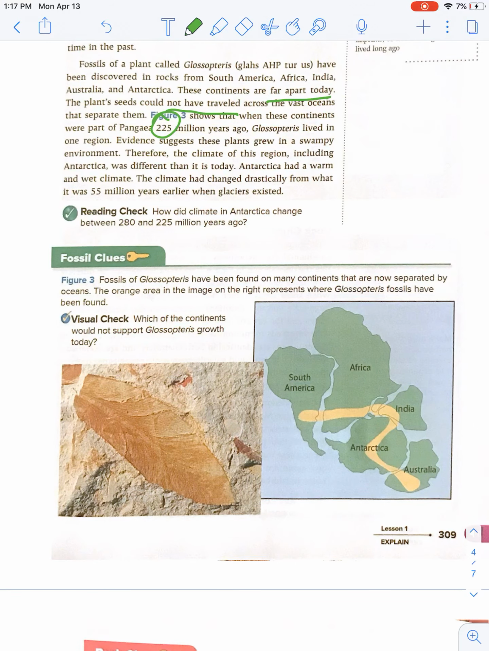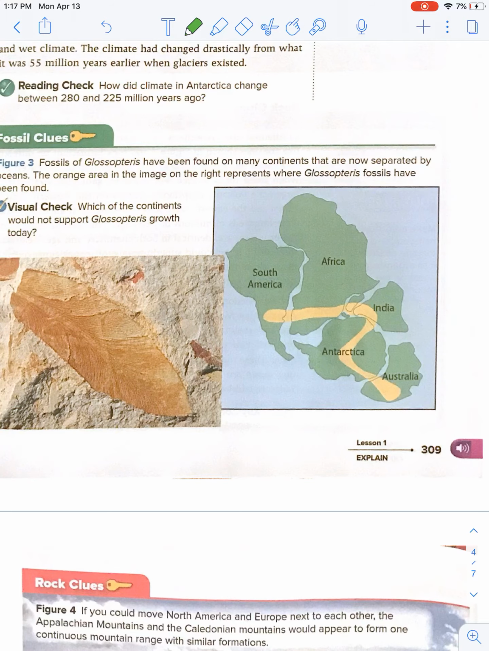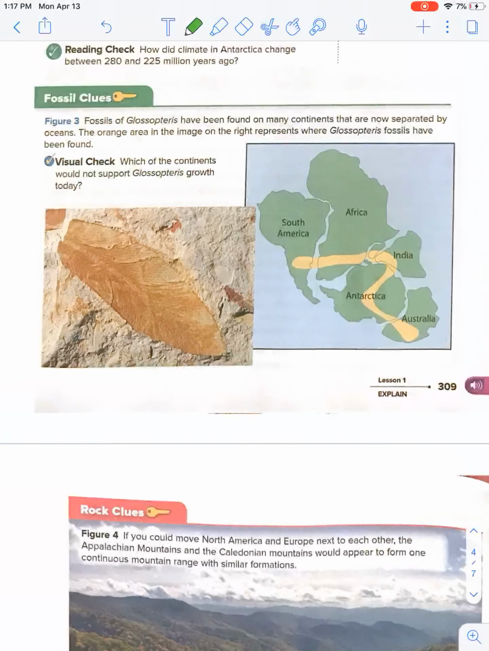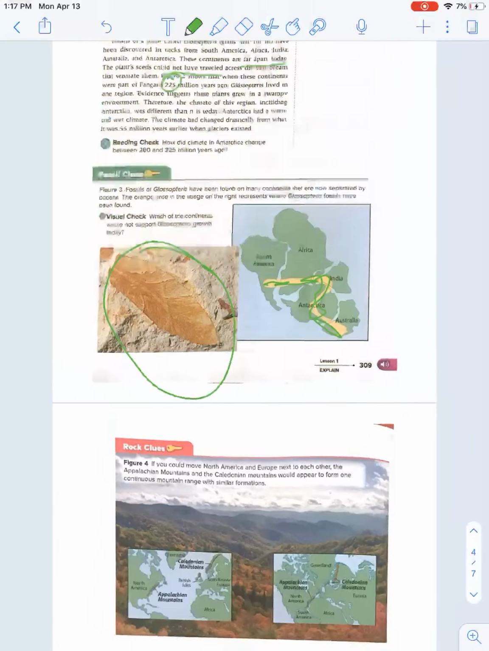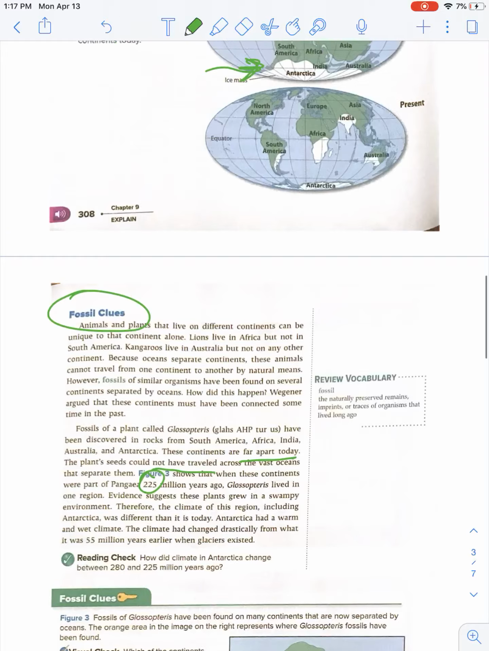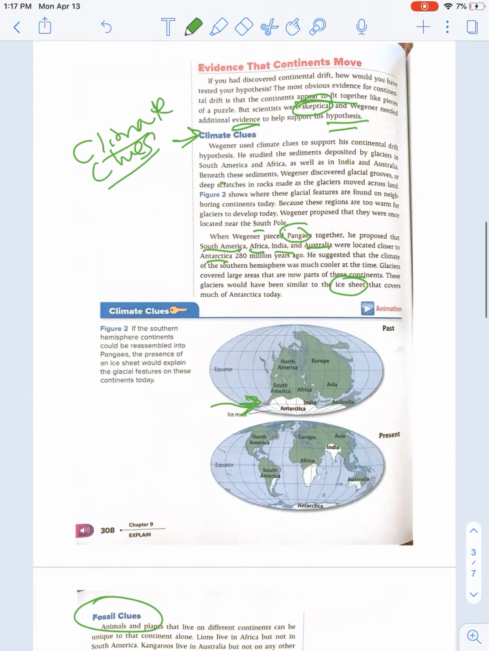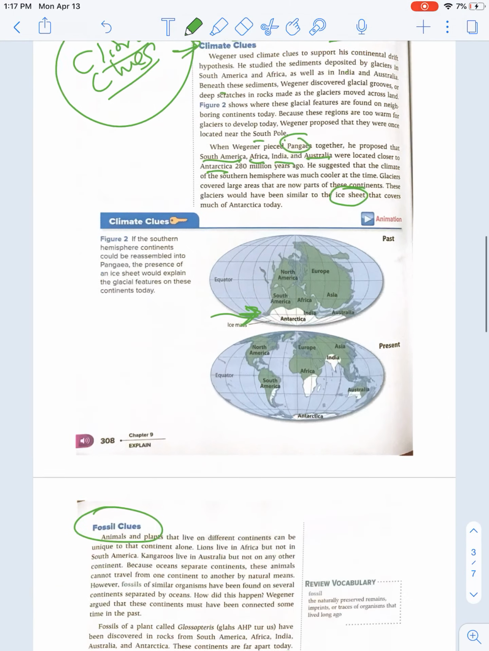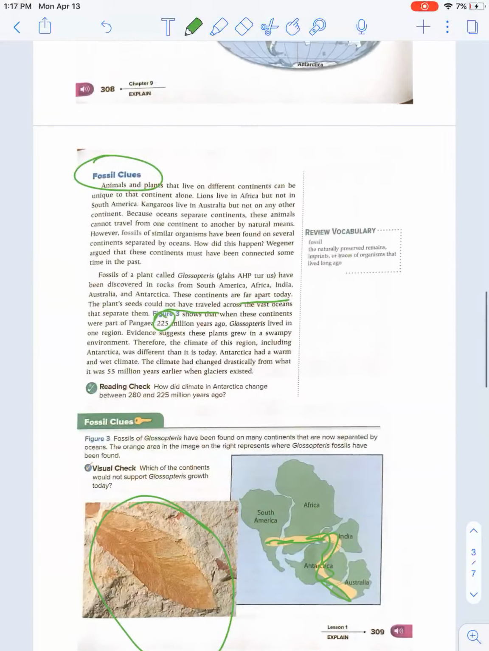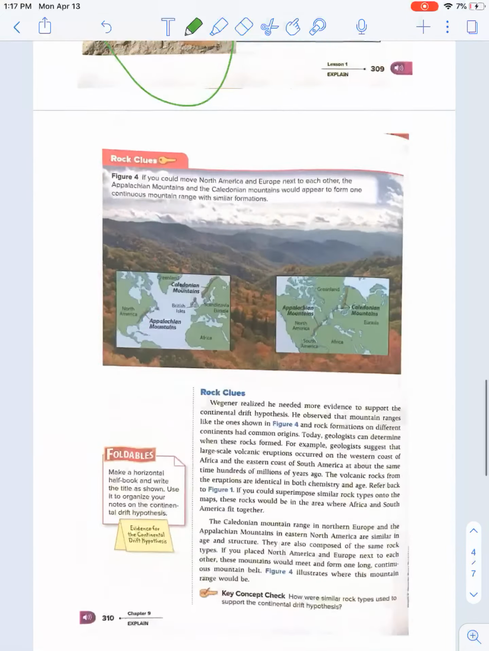All right, so it looks like here maybe they're starting to break up. So they went through an ice age. They went through a warmer stage where they had a fossil from this Glossopteris that was located in all of this space here. All right, so we've got two different bits of evidence. The climate clues. We've got fossil clues.